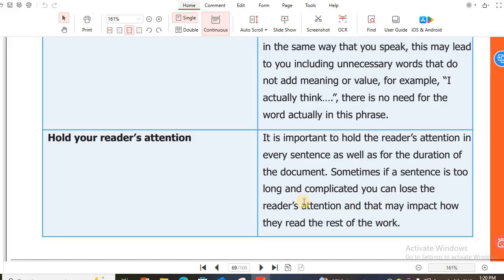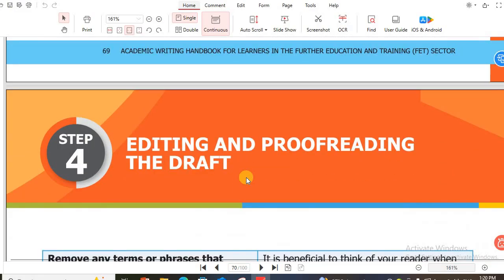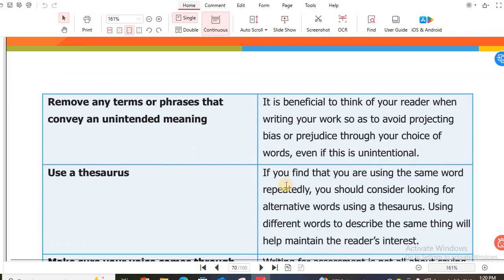Hold your reader's attention. It is very important to hold your reader's close attention, and that may impact how they read the rest of your work. Remove any terms or phrases that convey an unintended meaning. Make sure that you are using the words which convey the intended meaning. Use a thesaurus.